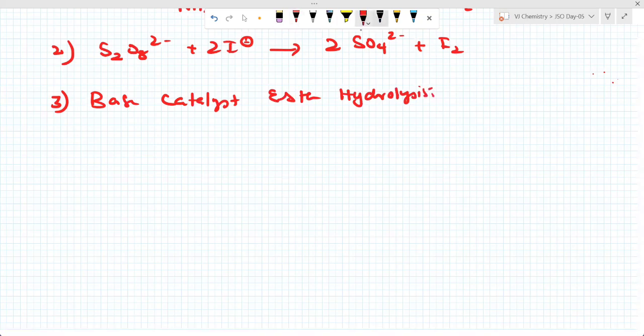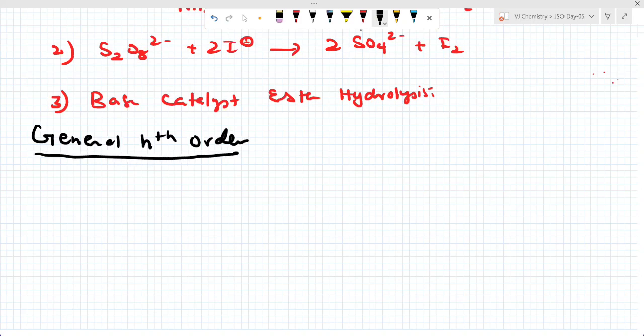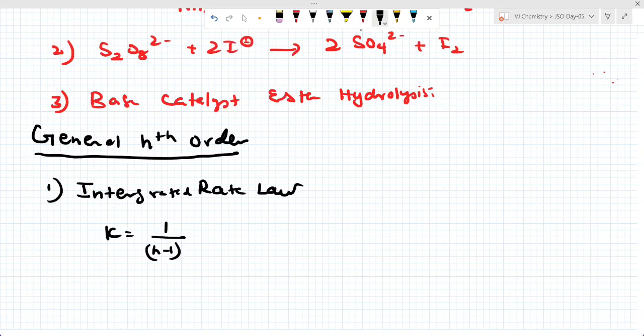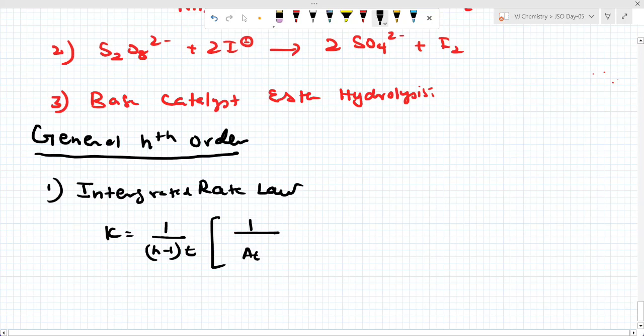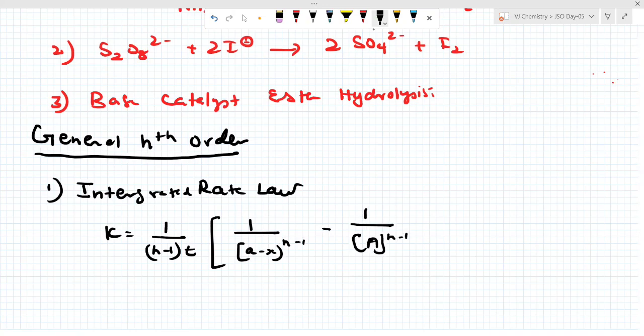Okay. Now we are going to discuss general order reaction. Please note. This is general. I take nth order. Nth order reaction. Now, what is the formula? Listen. First, the integrated rate equation. K is equal to 1 by (n minus 1) t, open the bracket, 1 by (a minus x) power n minus 1 minus 1 by a power n minus 1. This is the formula.